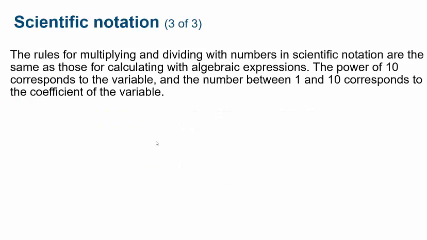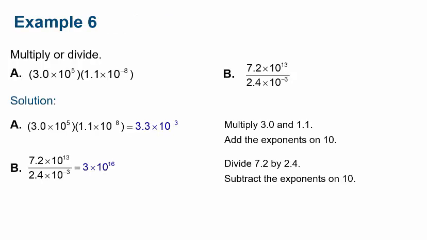Finally, the rules for multiplying and dividing with numbers in scientific notation are the same as for calculating with algebraic expressions. The power of 10 corresponds to the variable, and the number between 1 and 10 corresponds to the coefficient of the variable. Think about it like that. Let's do these quick problems. Let's multiply the first one and then divide the second one.